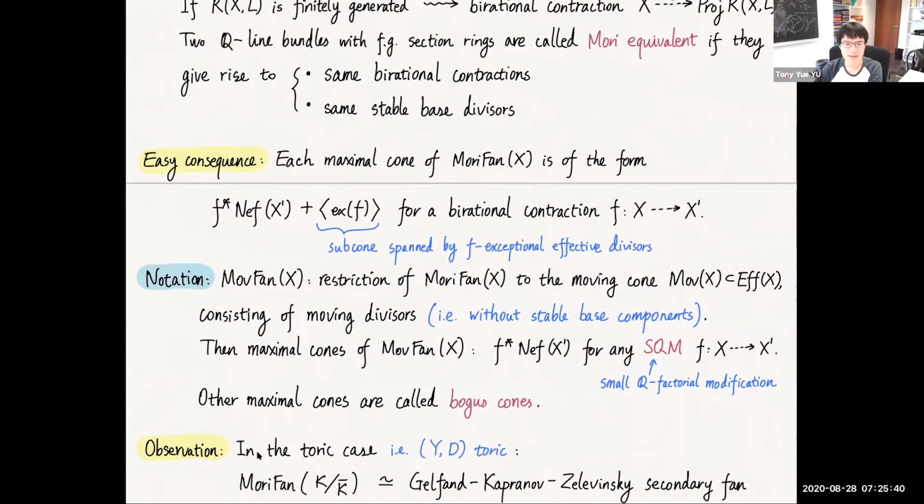We observe that in the toric case, that is, in the case where the pair (Y, D) is toric, the Mori fan for this K over K bar. So I introduced everything in the absolute situation, and they all work in the relative situation. If we consider the Mori fan in this relative Mori dream space, K over K bar, then one can show that this is isomorphic to the classical Gelfand-Kapranov-Zelevinsky secondary fan.